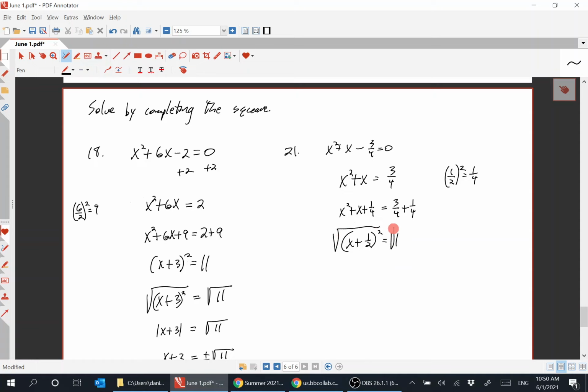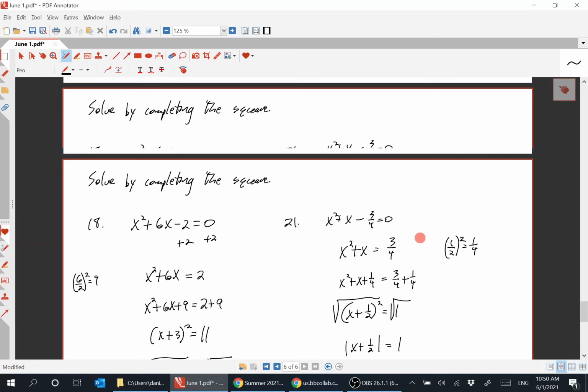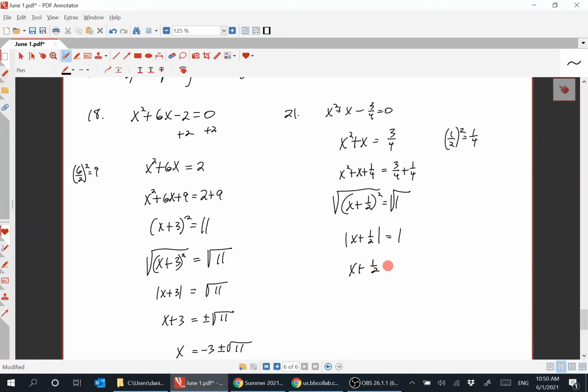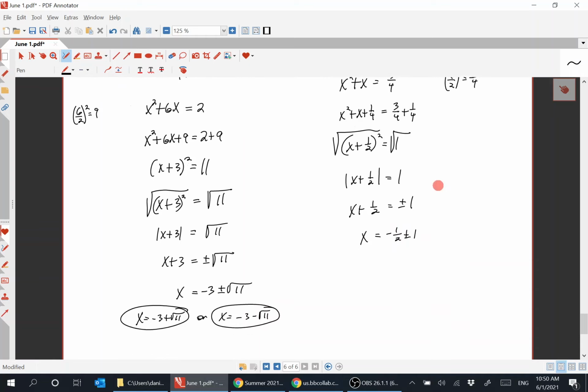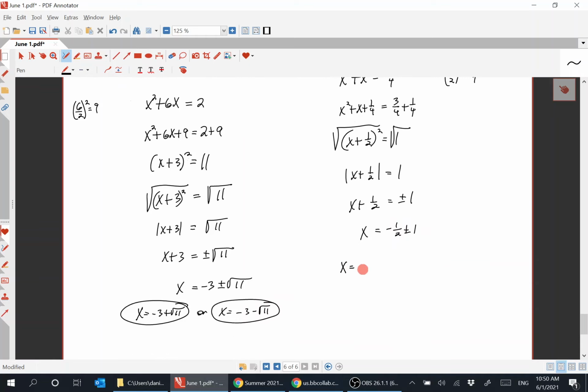Take square root of both sides. Absolute value of x plus 1/2 is 1. So x plus 1/2 is equal to plus or minus 1. So then subtract 1/2 from both sides. So minus 1/2 plus or minus 1. So your solutions are minus 1/2 plus 1, which is equal to 1/2, or minus 1/2 minus 1, which is equal to minus 3/2.